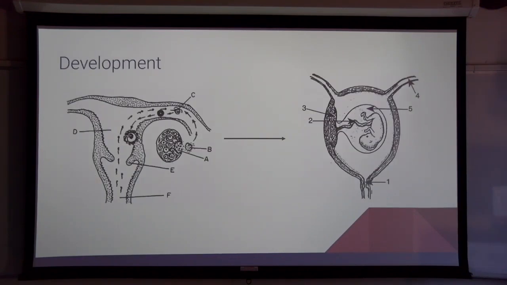Development will take place inside of the uterus. So we're going to see all these organs being formed inside of the uterus. So let's go back. Here's the diagram we have. Inside of the fallopian tube, we have fertilization taking place. Let's see if we could label some of the parts. What's going on at A? What is A pointing to?